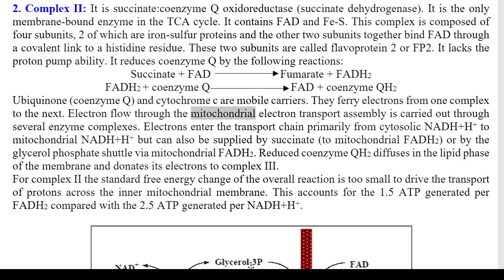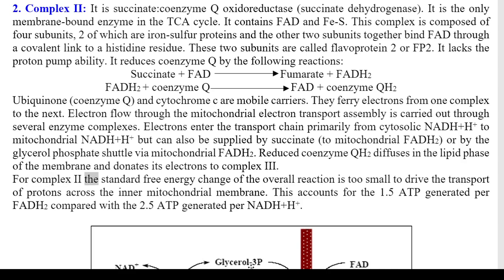Electron flow through the mitochondrial electron transport assembly is carried out through several enzyme complexes. Electrons enter the transport chain primarily from cytosolic NADH + H+ to mitochondrial NADH + H+, but can also be supplied by succinate to mitochondrial FADH2, or by the glycerol phosphate shuttle via mitochondrial FADH2. Reduced coenzyme QH2 diffuses in the lipid phase of the membrane and donates its electrons to complex III.